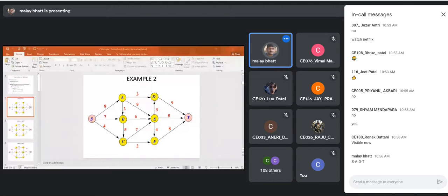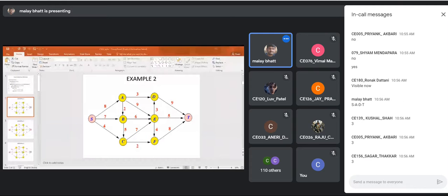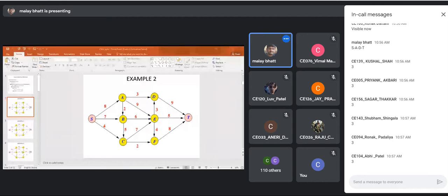It is my first augmentation path, S to A to D, and D to T. So can you tell what will be the value of the flow? How much flow will be generated in the forward direction? It is 3. Yes, absolutely. So we are getting the flow value as 3.